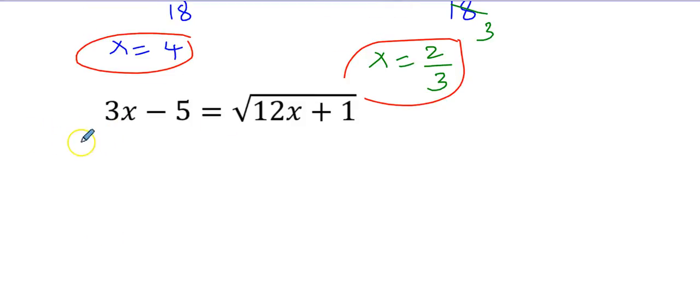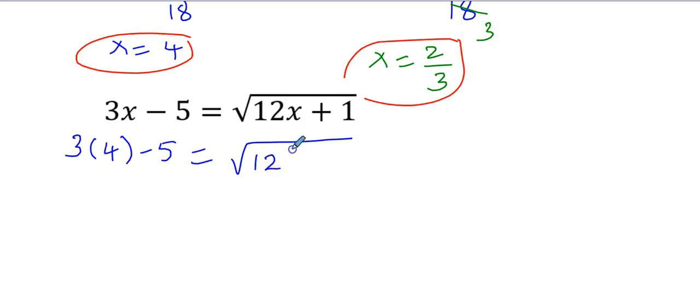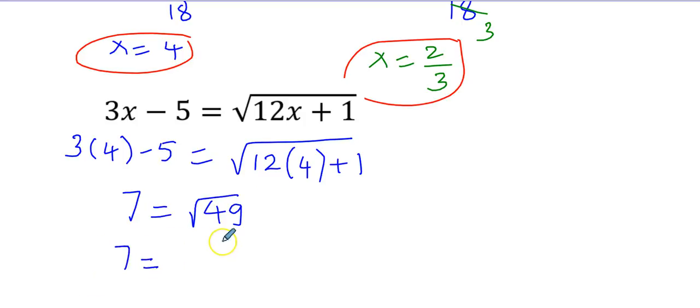Now x is equal to 4, so 3 times 4 minus 5 is equal to the square root of 12 times 4 plus 1. On the left hand side, 3 times 4 is 12, 12 minus 5 is 7. And on the right hand side, 12 times 4 is 48, 48 plus 1 is 49 under the square root. So 7 is equal to the square root of 49. The square root of 49 is 7. 7 is equal to 7 is a true statement. Therefore, x equal to 4 is a true solution.